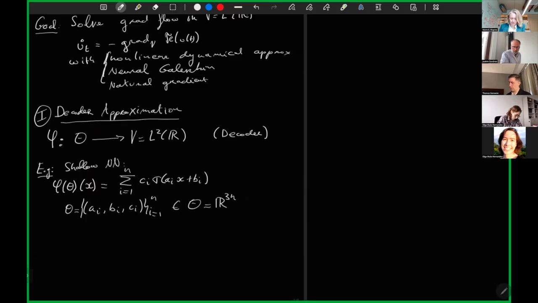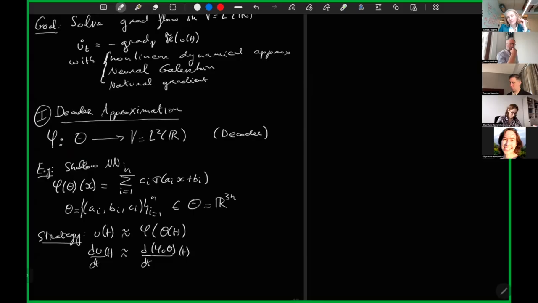Now, our strategy to solve the PDE is that the solution u at time t of our gradient flow, we want to approximate it with neural networks whose weights depend on time. And if we do this, what we hope as well is that the time derivative of this is also well approximated by the time derivative of the neural network that we are using. And so by the chain rule, this velocity is just the differential of phi at the point theta of t, evaluated at the velocity theta dot of t.